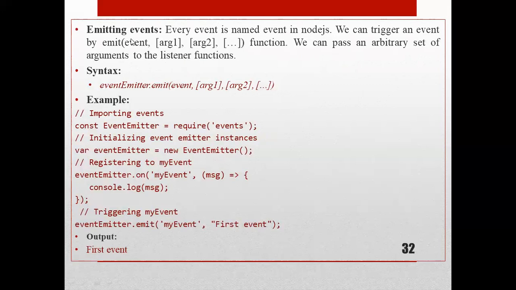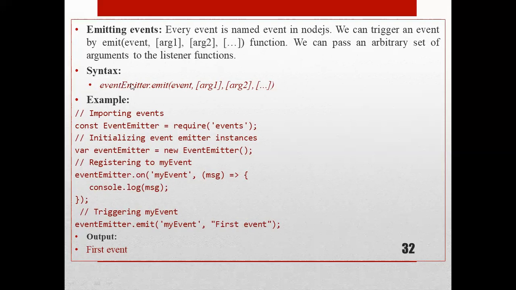Next, emitting the events. Every event is named in Node.js, and we can trigger an event by the emit function. See the emit function, with the parameters event comma the arguments, so that we can trigger any event by using emit with the event and its arguments. We can pass an arbitrary set of arguments to the listener function.